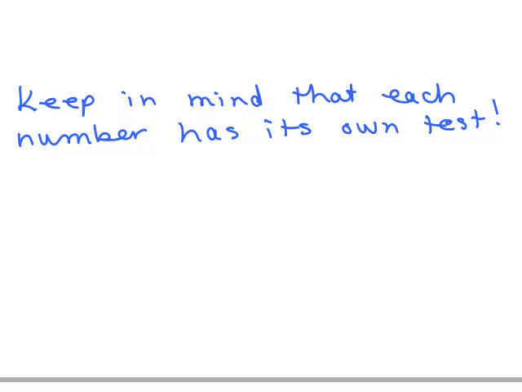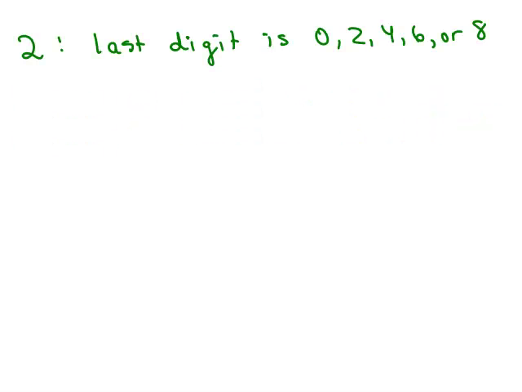As you learn these, keep in mind that each number has its own test. All right, the first prime number is 2, and the divisibility test is this. It's divisible by 2 if the last digit is 0, 2, 4, 6, or 8. In other words, if it's an even number. I imagine you probably already knew that.